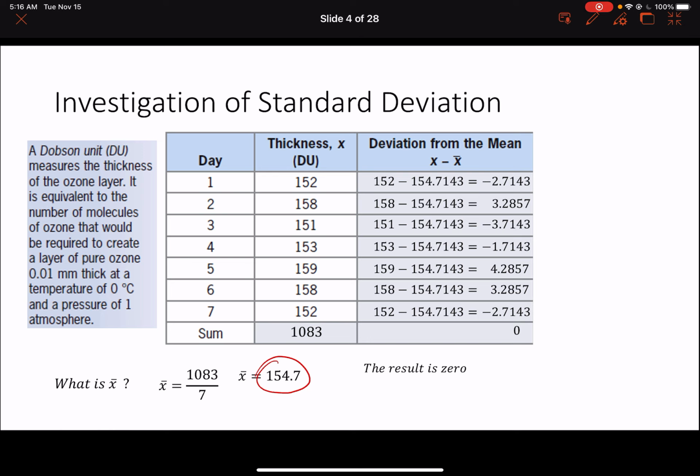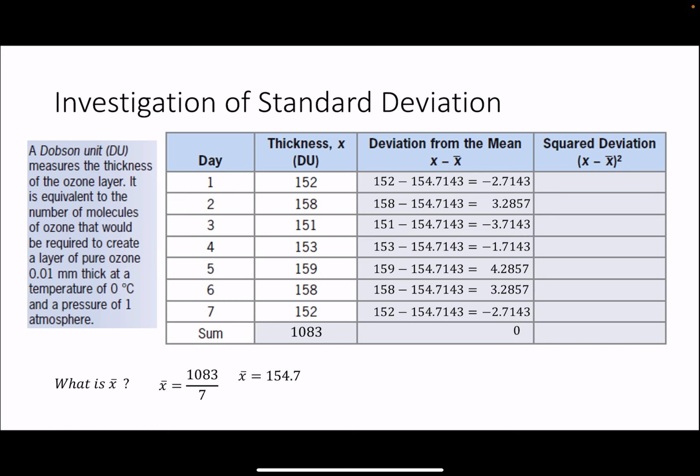So what mathematicians did was, to get rid of these negative numbers, we square it. So we take this value and we square it. So we take each number squared to give us this value. You can verify with your own calculator. What do we end up with when we add up all these numbers?